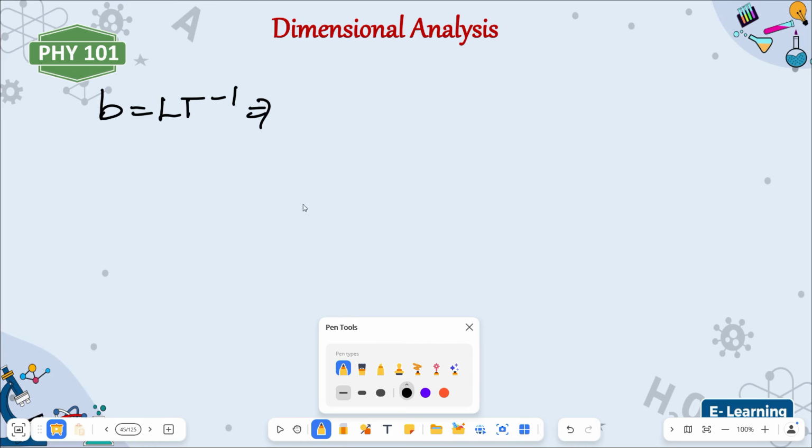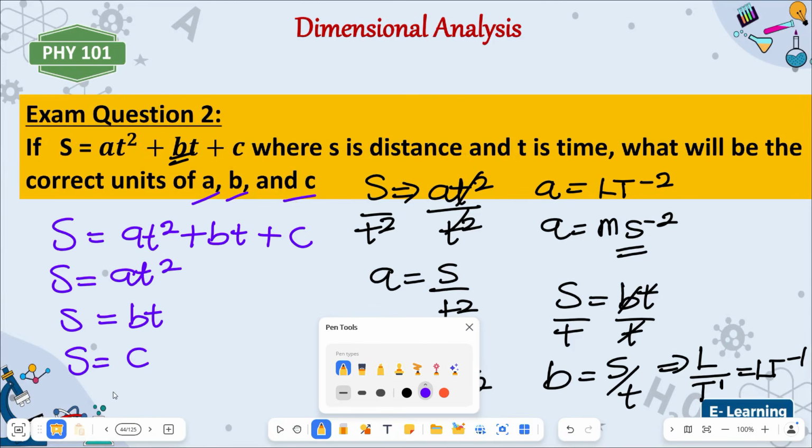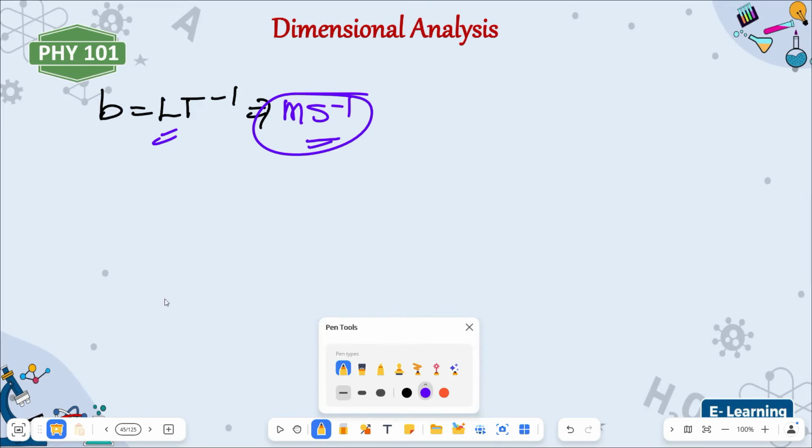But they ask us for the unit. What do you think the unit will be? L is meter. Time is second. So we have meter per second as the answer. Then the last one says x is equal to c. So you come here and say x is equal to c. So if x is equal to c, it means c is equal to x. x is what? Distance. So the dimension will be what?